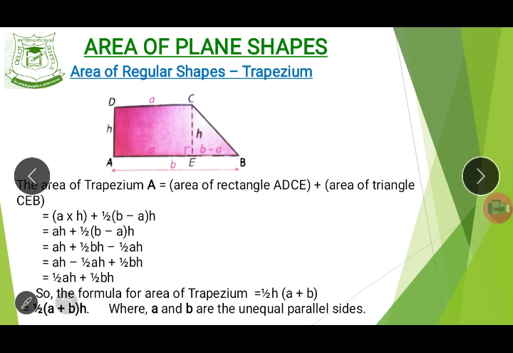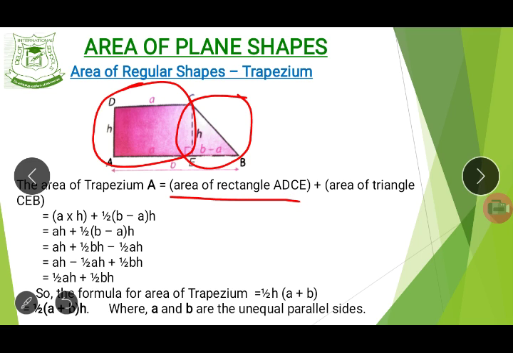All right, moving on to the trapezium. Now look at this trapezium. This is one type of trapezium. In this trapezium we have a cut here. We have a rectangle and we also have a triangle. So we add the areas together. The area of the rectangle plus the area of the triangle gives us the area of a trapezium.